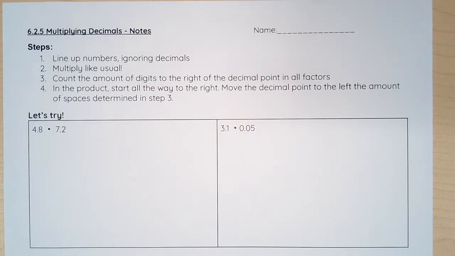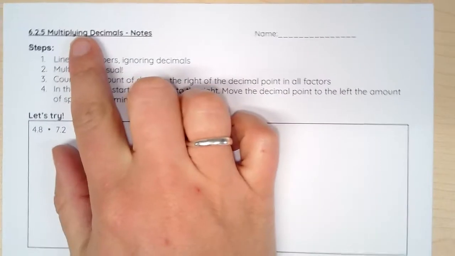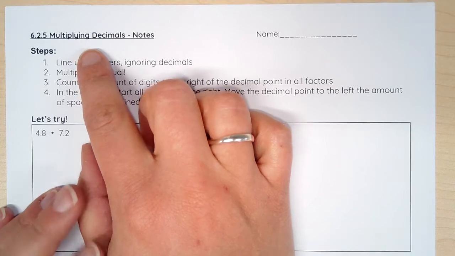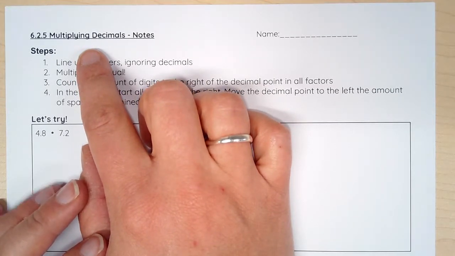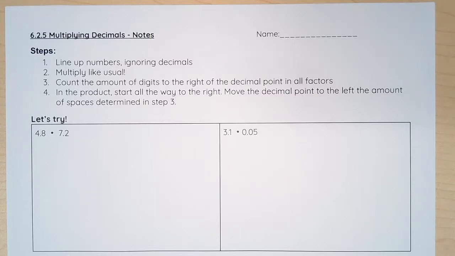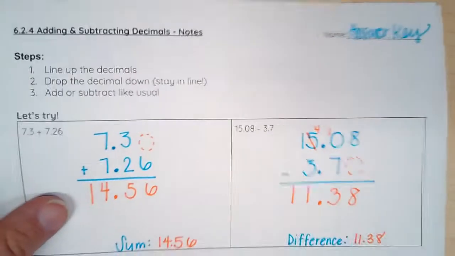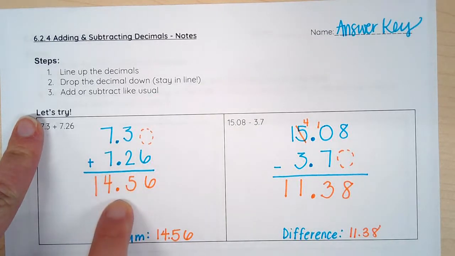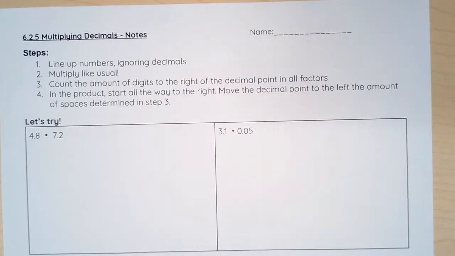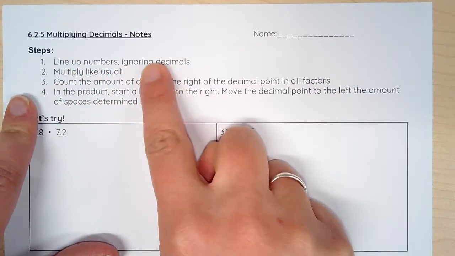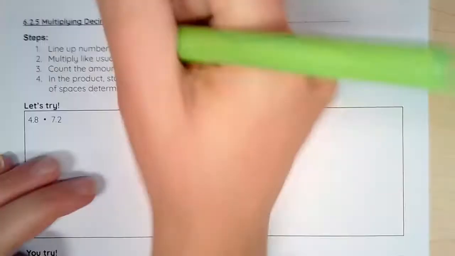Today we're going to talk about multiplying decimals. Now, multiplying decimals is slightly different than adding and subtracting. When we add and subtract decimals, we want to make sure that we line up our numbers. For example, when we add and subtract, we make sure our decimals are in line. When we multiply decimals, we actually ignore them.